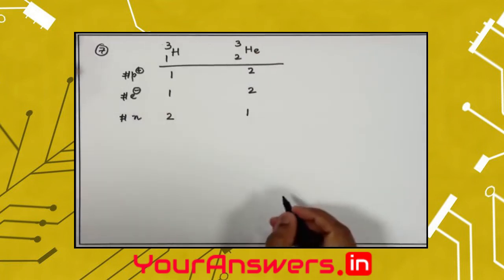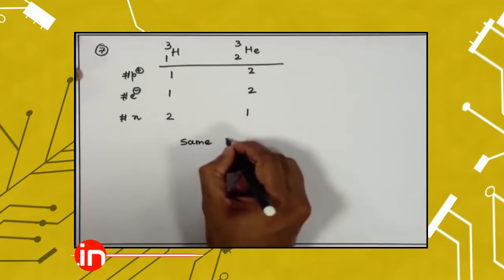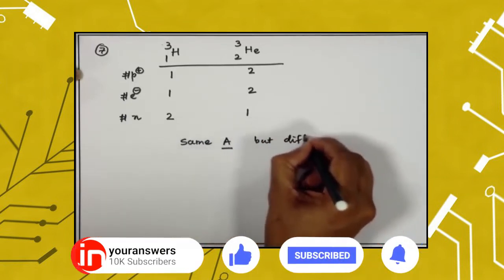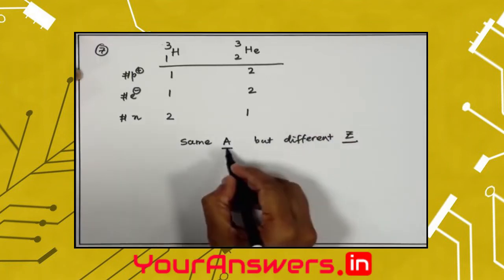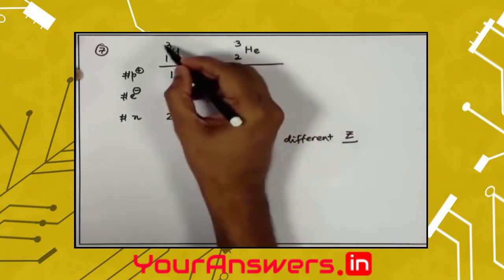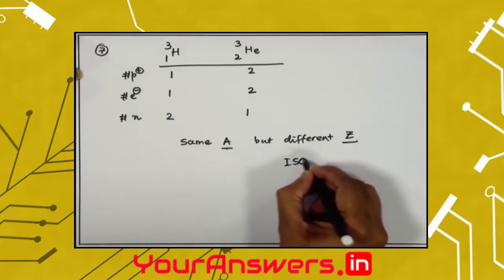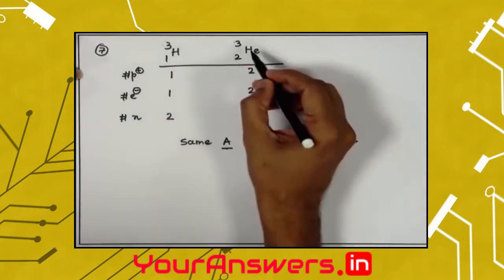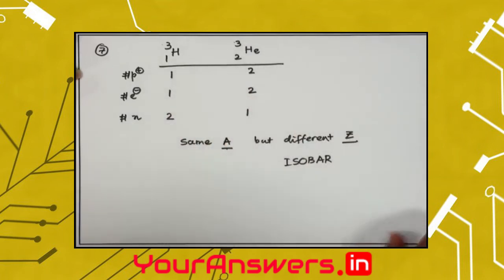In this case, if you see, these two species have the same mass number, the same value of A, but different Z. Same mass number, different atomic numbers. When you have such a case, we call these two species isobars. So, hydrogen 3 and helium 3 both have the same mass number, but they have different atomic numbers. Therefore, they are called isobars.